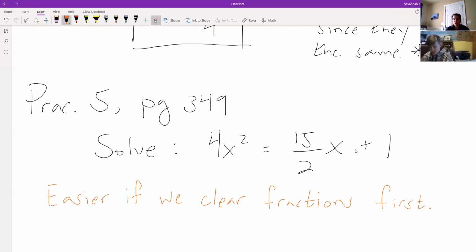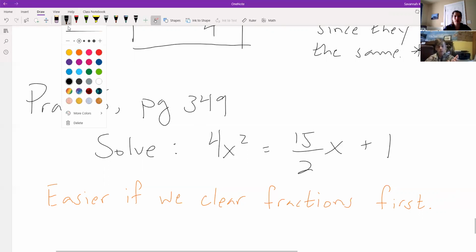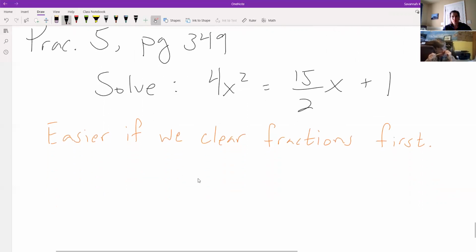Because what we're going to have to do with this problem is move everything over so that we have a 0 sitting probably on the right side where we tend to like it. And then we're going to have to factor, and then we're going to have to solve. All of that gets weirder if you have a fraction. So just in general, it would be nicer if we could just get rid of that 2 that we have sitting down there in the denominator.